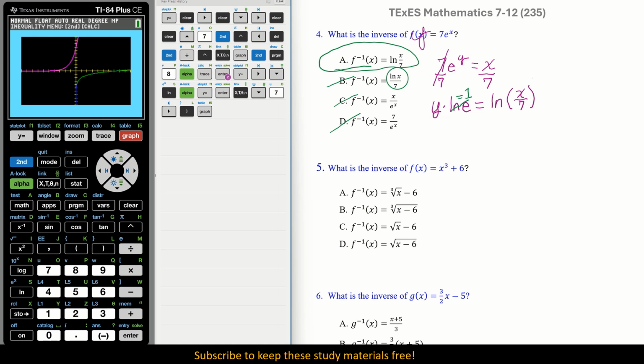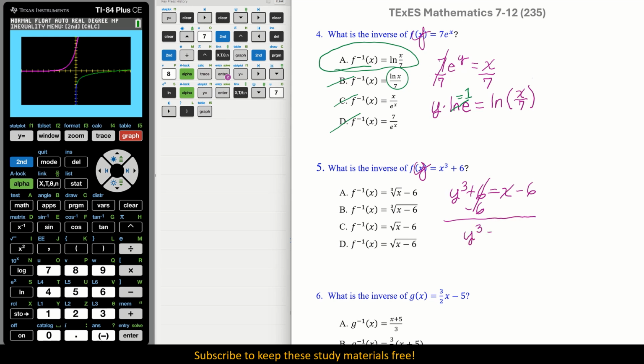Number 5, what is the inverse of x to the 3rd plus 6? You know the routine. This would actually be y, so this means we need y to the 3rd plus 6 equals x. For this one, we need to go ahead and subtract 6 from both sides. Now we have y to the 3rd equals x minus 6. Now we need to take the cube root of both sides. So how do you do that? You need to put the 3 there.